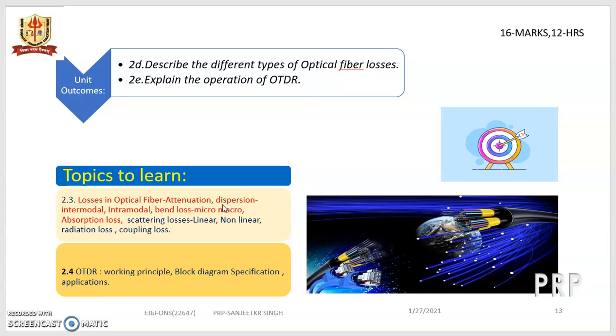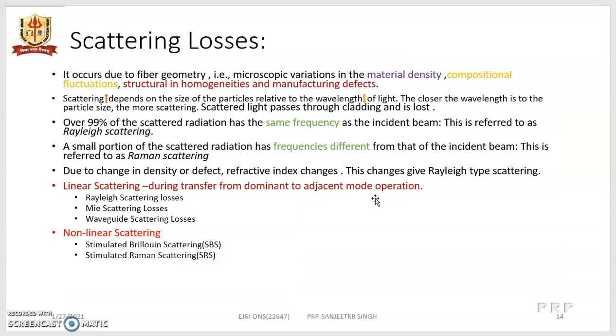In the previous presentation, we saw the optical losses due to dispersion, bending, and absorption. Here we'll see the scattering loss and the coupling and splice loss particularly. And one testing device, that is OTDR, optical time domain reflectometer. The working principle, block diagram, specification, and applications will be studied here.